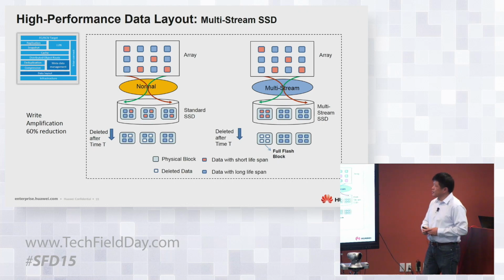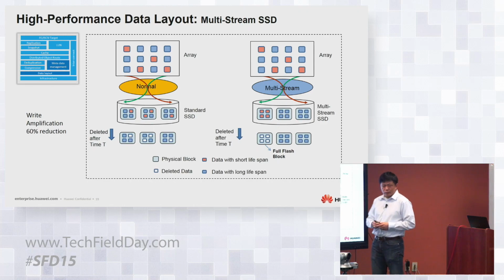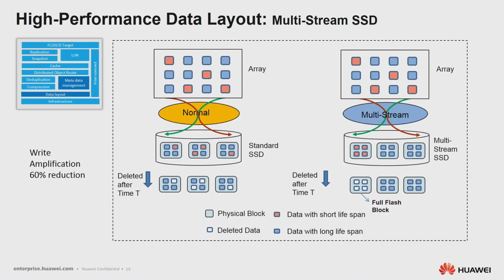So this is one data layout optimization we can use. The other one is the multi-stream SSD. Because the drive we're using is our own drive, we can actually have this before everyone else jumps into multi-stream. Looking at the standard SSD, we observe that data can have different lifespans. For example, the red one here has a short lifespan. The data in blue has a longer lifespan.